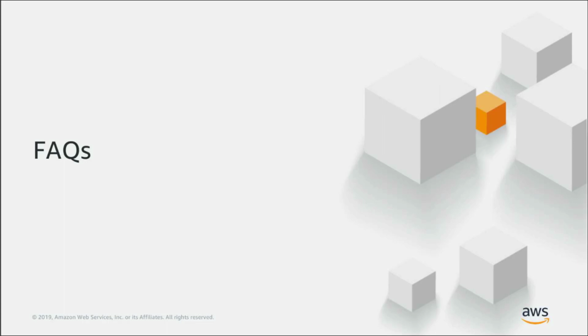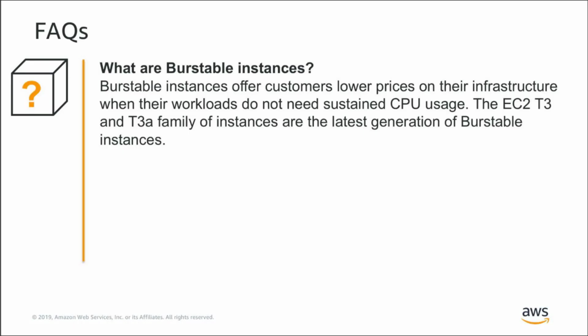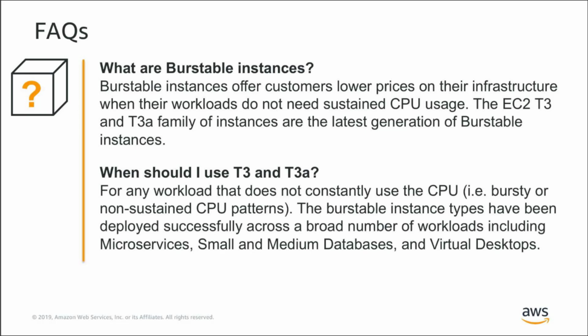So let's talk through some of the questions that we constantly hear before we jump into some Q&A. So what are the burstable instances? These are instances that are intended to offer lower prices, targeted specifically at workloads that underutilize or do not use all the CPU usage that is allocated. The T3 and the T3a family specifically are the latest gen burstable families, offering you the most significant bump in price performance, up to 30% for T3, and then the lowest cost points with T3a, really getting down 10% cheaper than T3. So when should you use T3 and T3a?